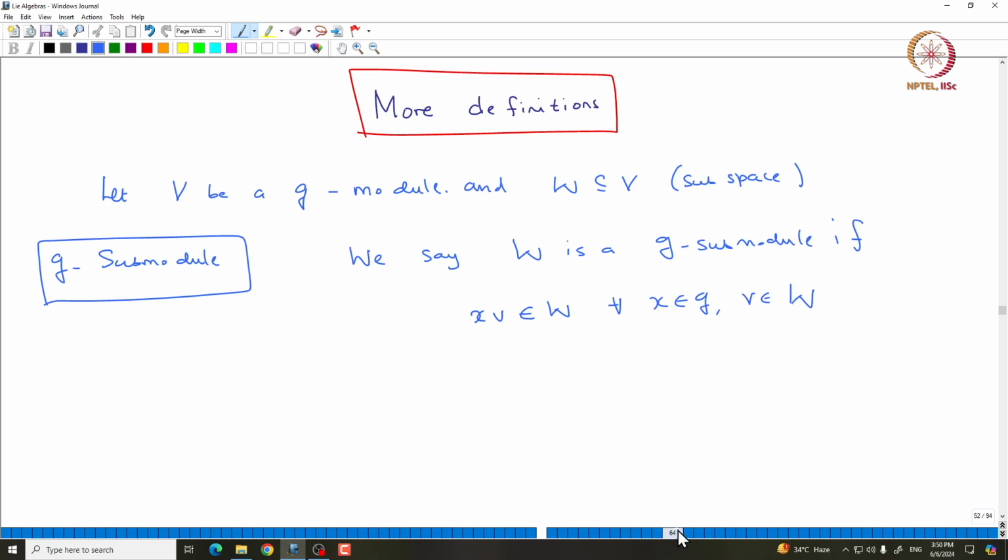That means if we take the action of G restricted to W, then W becomes invariant under this action. So, W becomes G invariant with respect to the action of G.